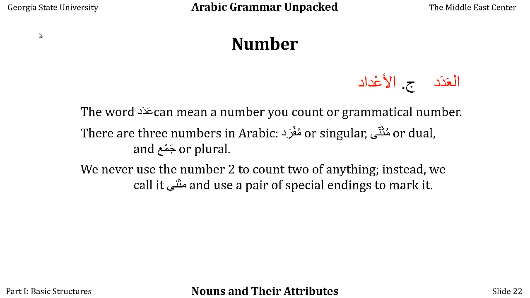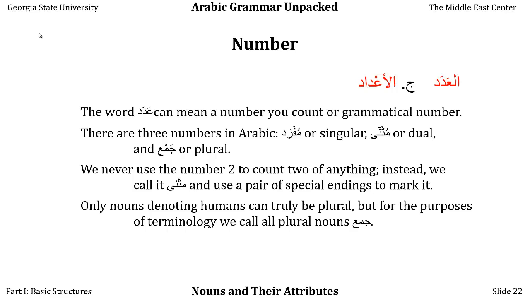We never use the number 2 to count objects. We can't say ithnain kitab, or something like that. Instead, we call it muthanna, or dual, and we use a pair of special endings to mark it instead of counting it by number. This is a little confusing for introductory Arabic students, but you'll get used to it as well. Only nouns denoting humans can truly be plural, but for the purposes of terminology, we'll call all plural nouns jam'. This is a little confusing, and we're just going to have to get used to it.